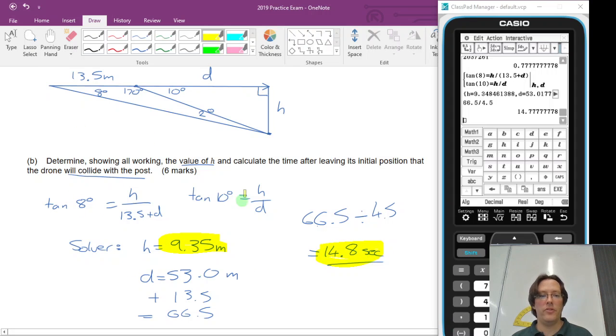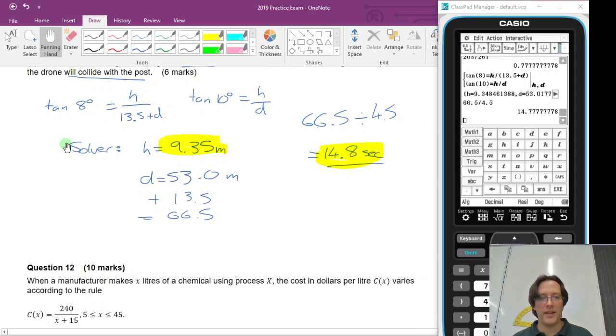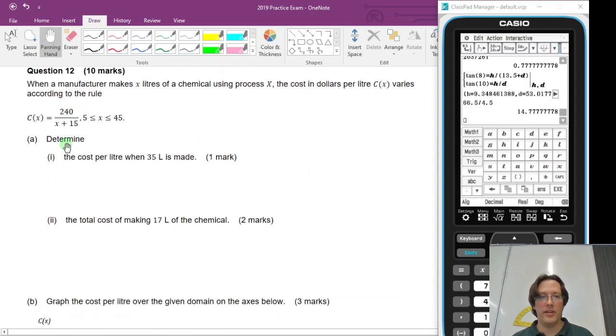Because remember, there's two things to solve with this one. That's why it's worth 6 marks. Okay, let's have a look at the next one. A manufacturer makes x litres of a chemical using process X. The cost varies like that. What's the cost when 35 litres is made? So that's the cost per litre. So 35 litres is made. That's going to be 240 over 35 plus 15.